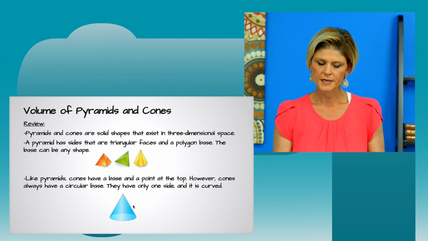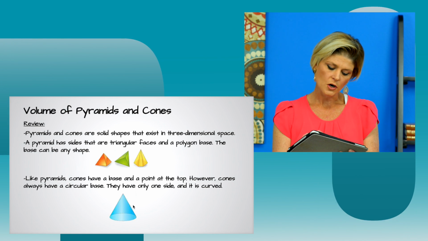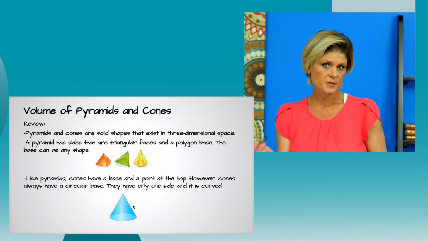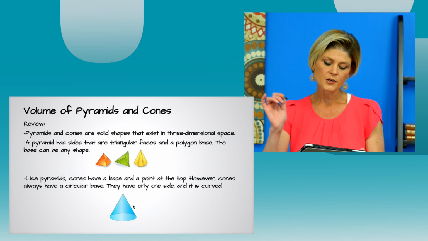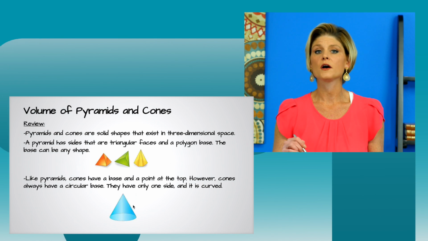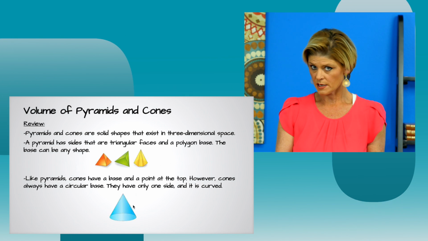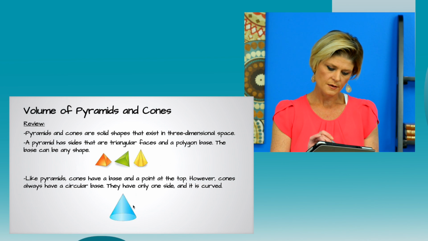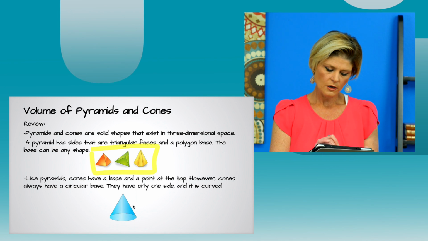Let's take a minute to review some of the things that we've already covered. So, pyramids and cones are solid shapes that exist in three-dimensional space. Now, a pyramid has sides that are triangular faces and some kind of a polygon base, and the base can be any shape. You can see some examples here of pyramids.